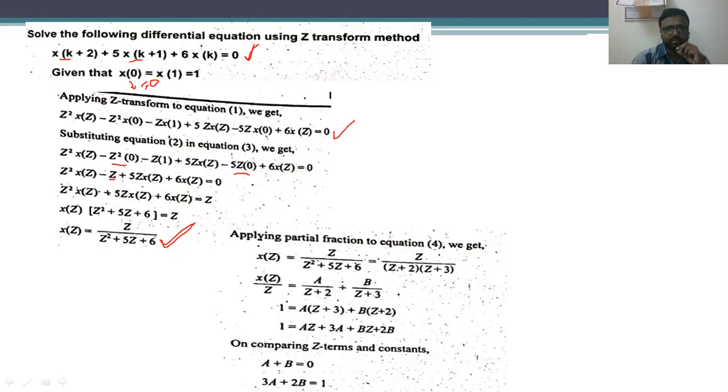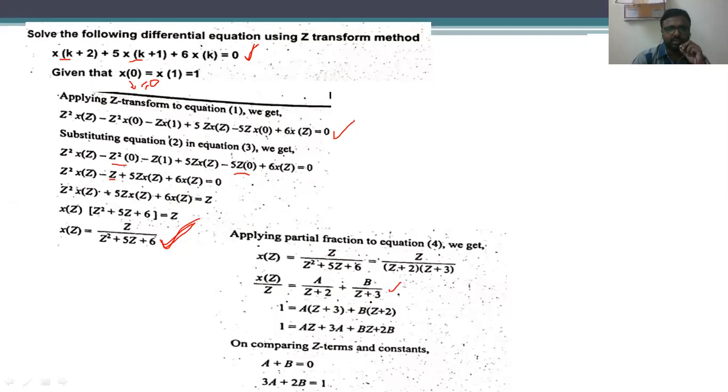Okay. So applying the partial fraction method for this equation x of z, we are going to get the roots of the equation z square plus 5z plus 6, which are minus 2 and minus 3. Therefore, it is going to be expanded as z divided by z plus 2 into z plus 3. So, applying the partial fraction expansion, this z is going to be taken as the denominator of x of z. Therefore, x of z divided by z is equal to a divided by z plus 2 plus b divided by z plus 3. Okay.